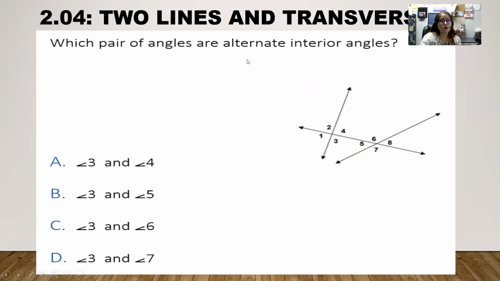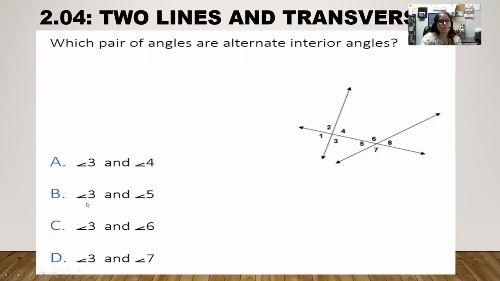Which pair of angles are alternate interior angles? So in this case, they're going to be alternating. One's going to be on one side of the transversal, the other's going to be on the other, and they're both going to be on the inside of those lines. So angle 3 and angle 4, these are both interior angles, but they're not alternating. So this would not work. These are actually supplementary angles.